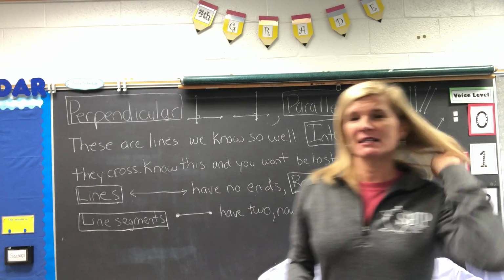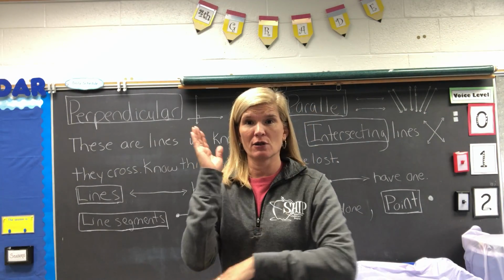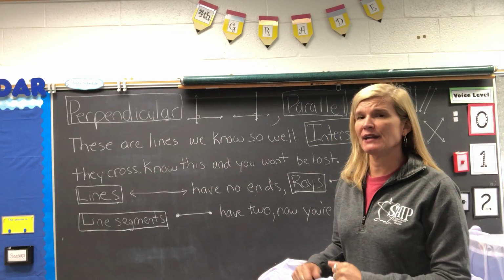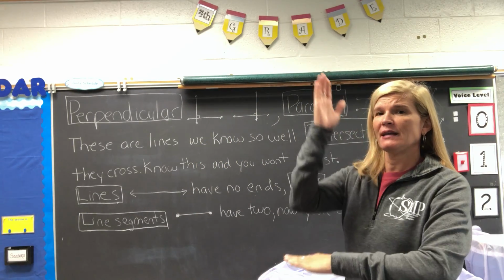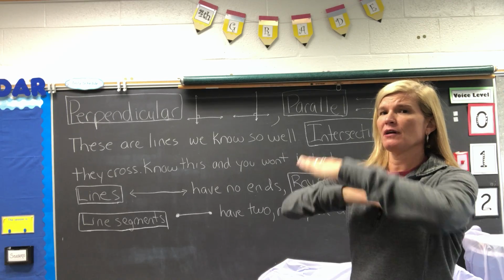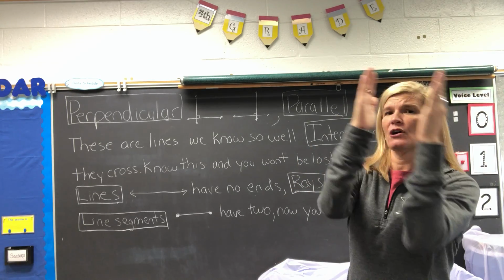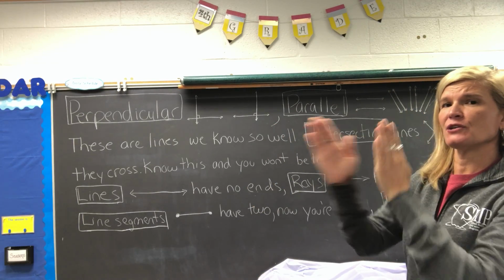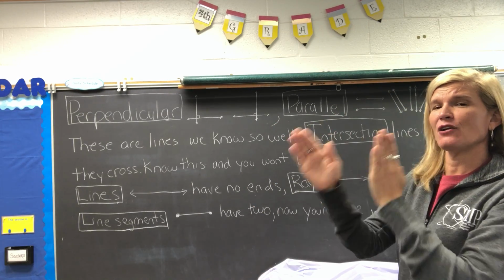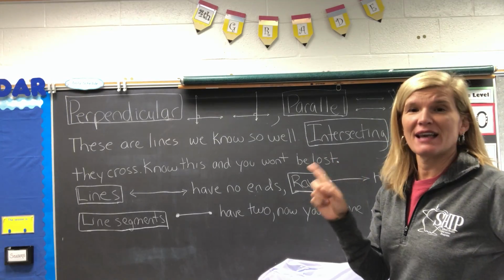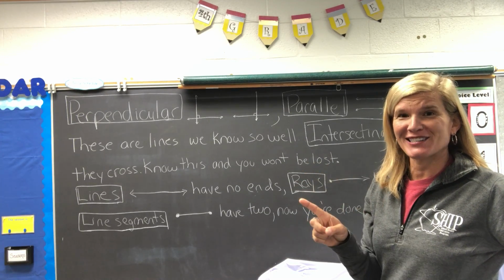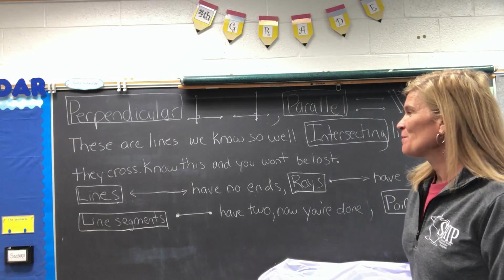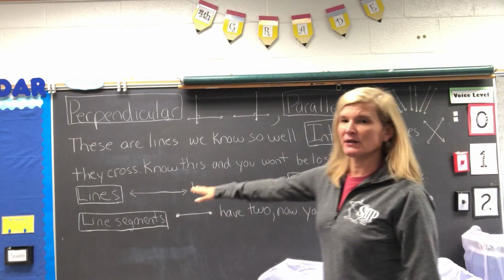So let's try to take it from the top and start with the perpendicular lines, okay? All right, ready? Go. Perpendicular, parallel. These are lines we know so well. Intersecting lines, they cross. Know this and you won't be lost. All right? Now, the next part is actually lines, okay?